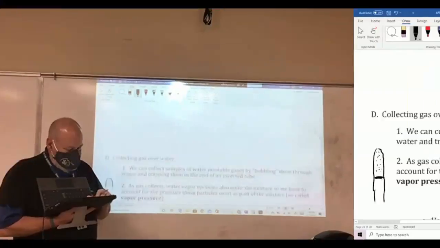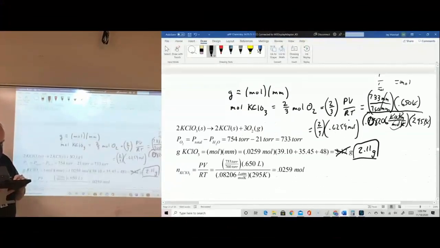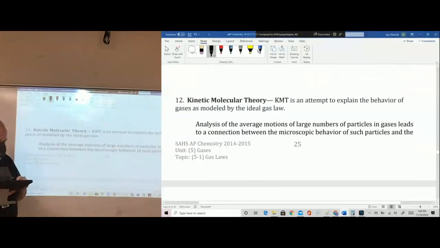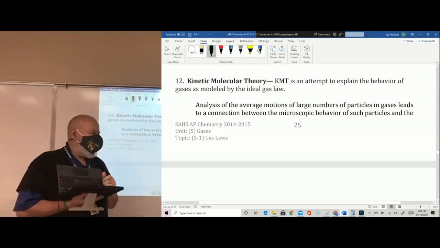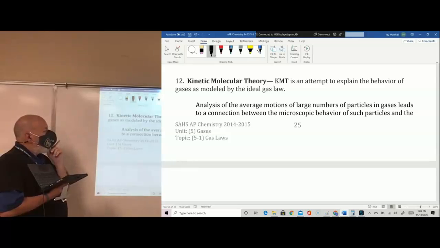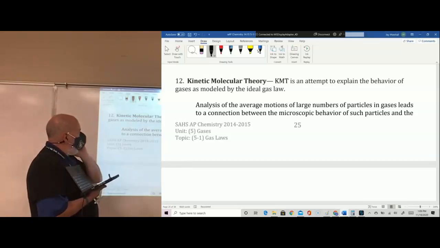And then we also use this in collecting gases over water problems. Any questions about that? This gas law stuff is pretty complicated, isn't it? But it's stuff we have to understand.